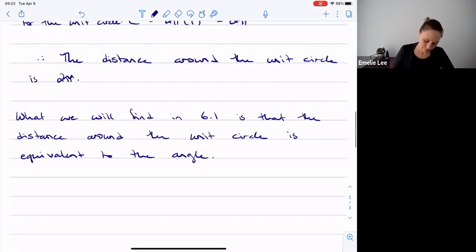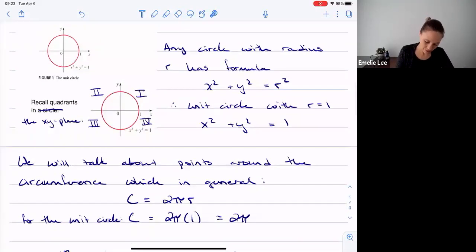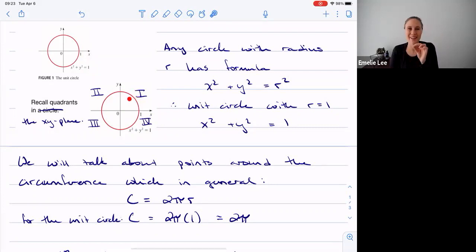So what happens if we go back to our quadrants? We're going to need to talk about our quadrants. So here's our quadrant 1. We start in the positive quadrant, and by that I mean x is positive and y is positive. In quadrant 2, x is negative, y is positive. Quadrant 3, x is negative and y is negative. And in quadrant 4, x is positive and y is negative.